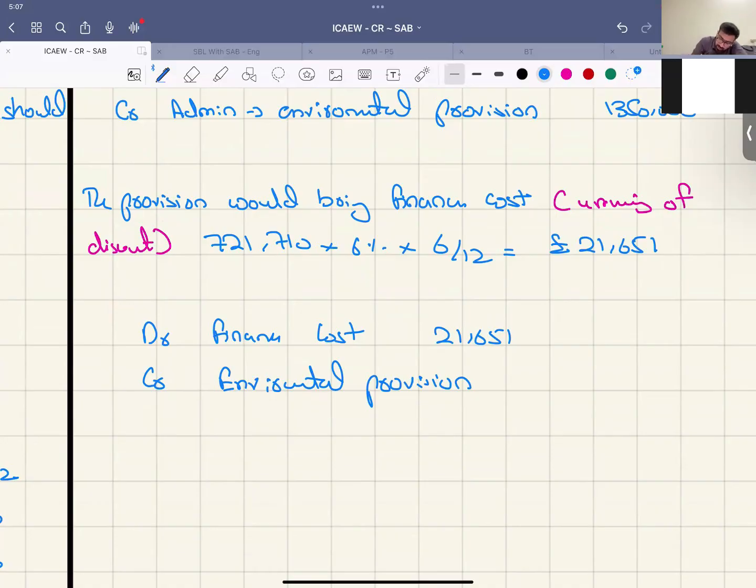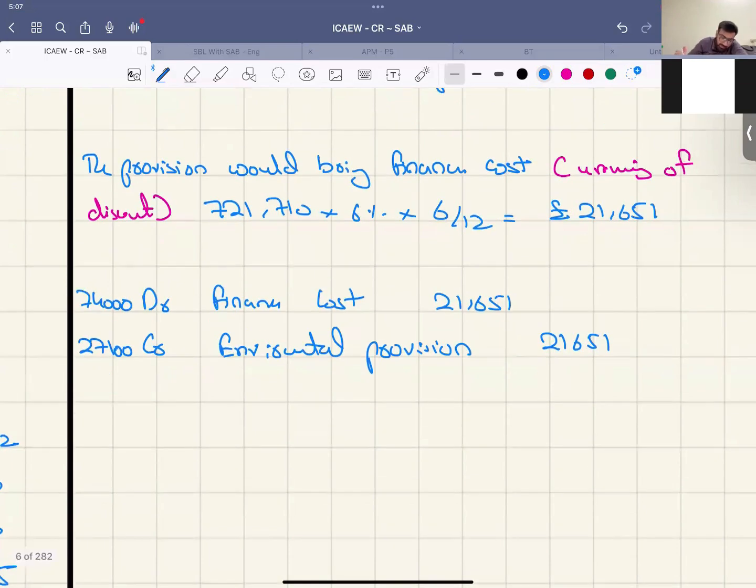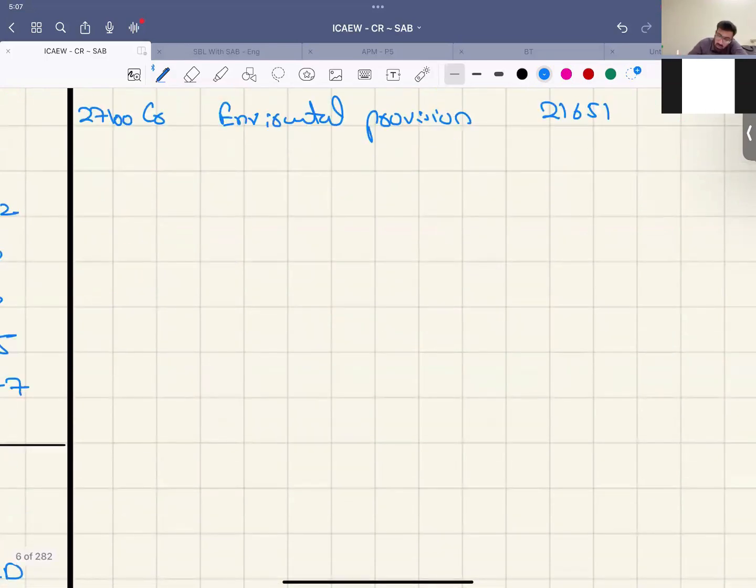The GL would be 74000. You have to search in the software. I'll teach you how to do that. 27100. So 21,651. Right, guys?